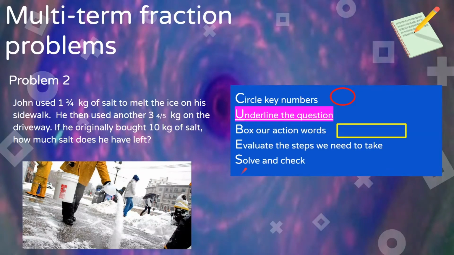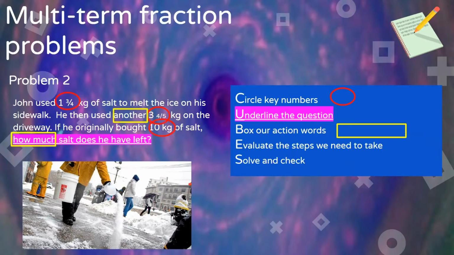We're going to use our CUBES method again. We'll circle our key numbers. We're going to underline what the question is. What are they asking us? Because at the end of the day, that's our bottom line. That's what we need to know. We'll box our action words. That's going to help us. And then we'll evaluate the steps we need to take, and we'll solve and check.